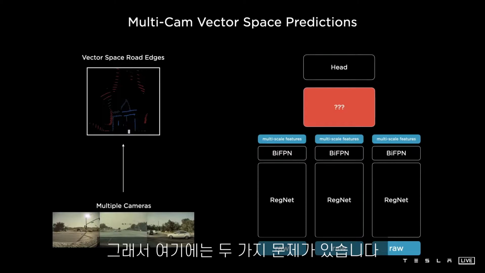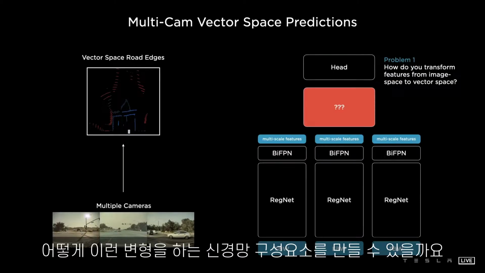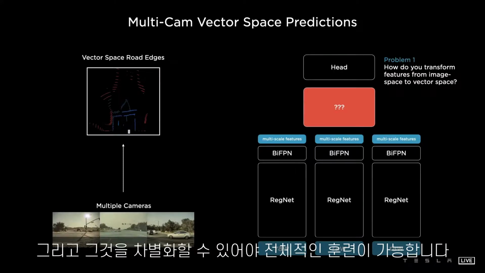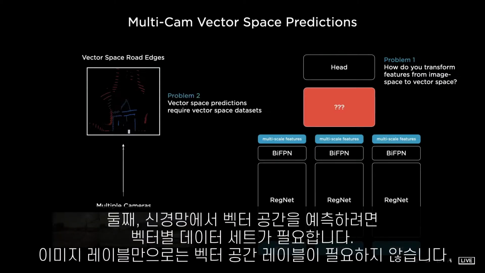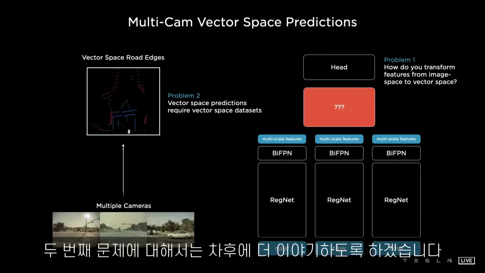Now, there are 2 problems with this. Problem number 1, how do you actually create the neural network components that do this transformation? And you have to make it differentiable so that end-to-end training is possible. And number 2, if you want vector space predictions from your neural net, you need vector space data sets. So just labeling in images and so on is not going to get you there. You need vector space labels. We're going to talk a lot more about problem number 2 later in the talk.